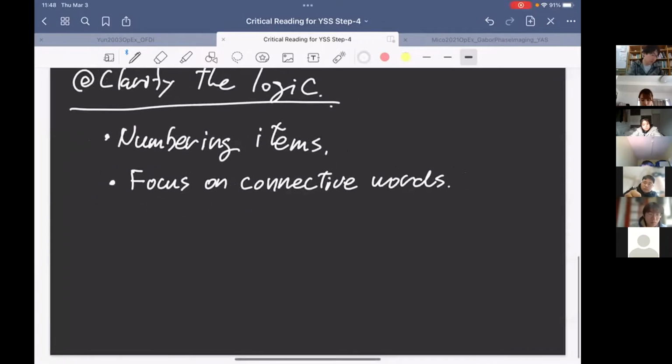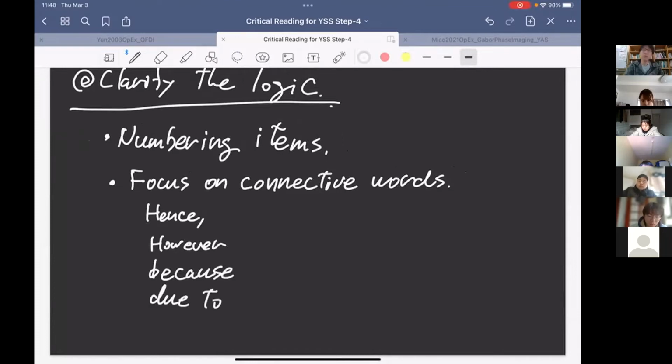Like hence, however, because, due to, or something else, namely. For example, okay, these are words for connection, clarify the logic of the author. So it's words to focus on.